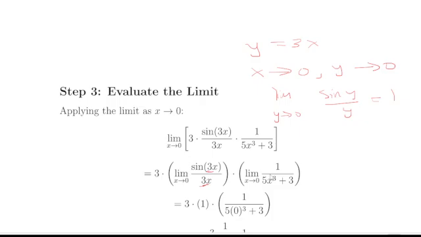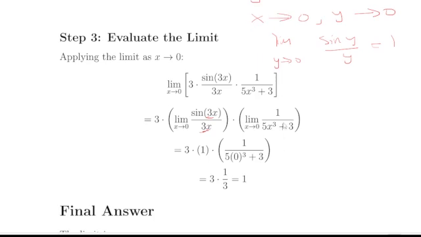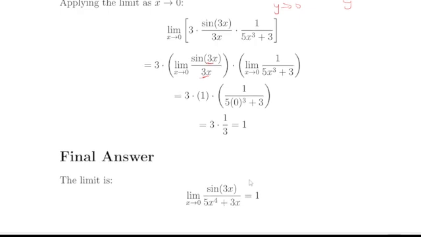And then we just plug in x equals 0 here to get 1/3. So we have 3 times 1 times 1/3, and we get 1 as our final answer.